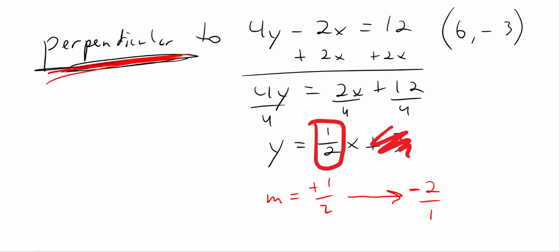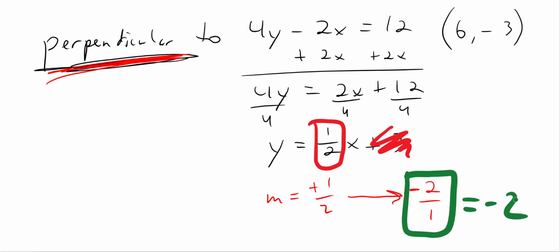So this is my new slope. It was a little complicated here. My new slope is negative 2 over 1, or negative 2 really. Okay? So now our problem is you've got this negative 2 and you've got this point, so plug it in to find out the value of b.